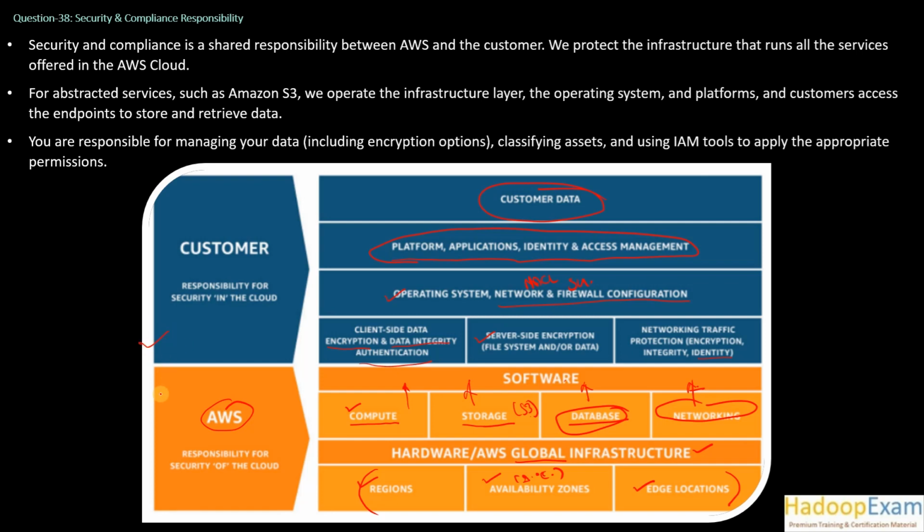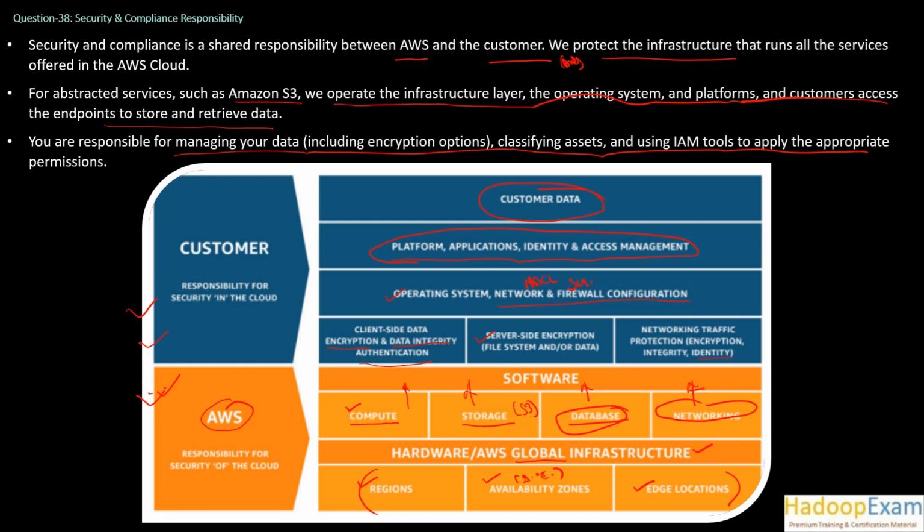So basically there is a clear distinction here. Let me go to our notes. What it says: security and compliance is a shared responsibility between AWS and its customer. We, meaning AWS here, protect the AWS infrastructure that runs all the services offered in the AWS cloud. For abstracted services such as Amazon S3, we operate the infrastructure layer, the operating system, and the platforms they are running. Customers access the endpoint to store and retrieve data. So the underlying infrastructure for S3 is maintained by AWS. You are responsible for managing your data, including encryption options, and classifying assets using IAM, etc. It's your responsibility. So you should understand in depth what is your responsibility and what is AWS responsibility.